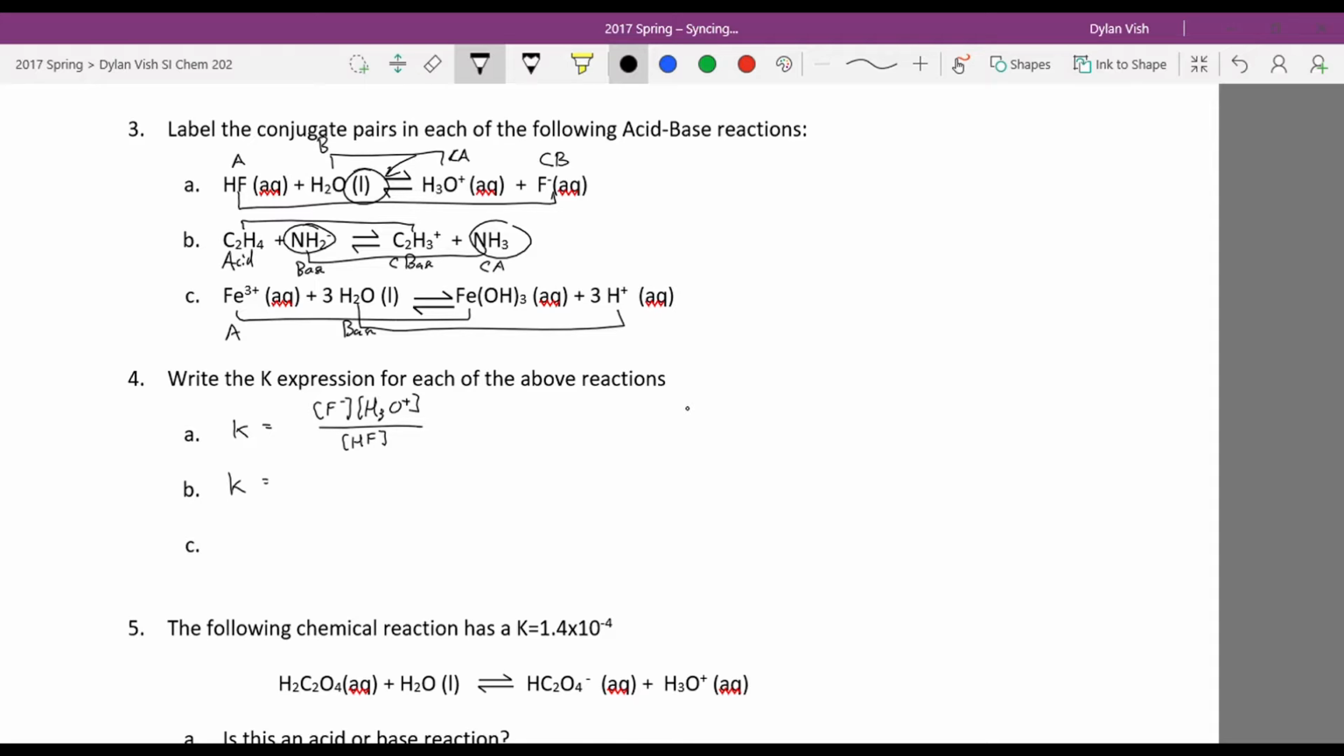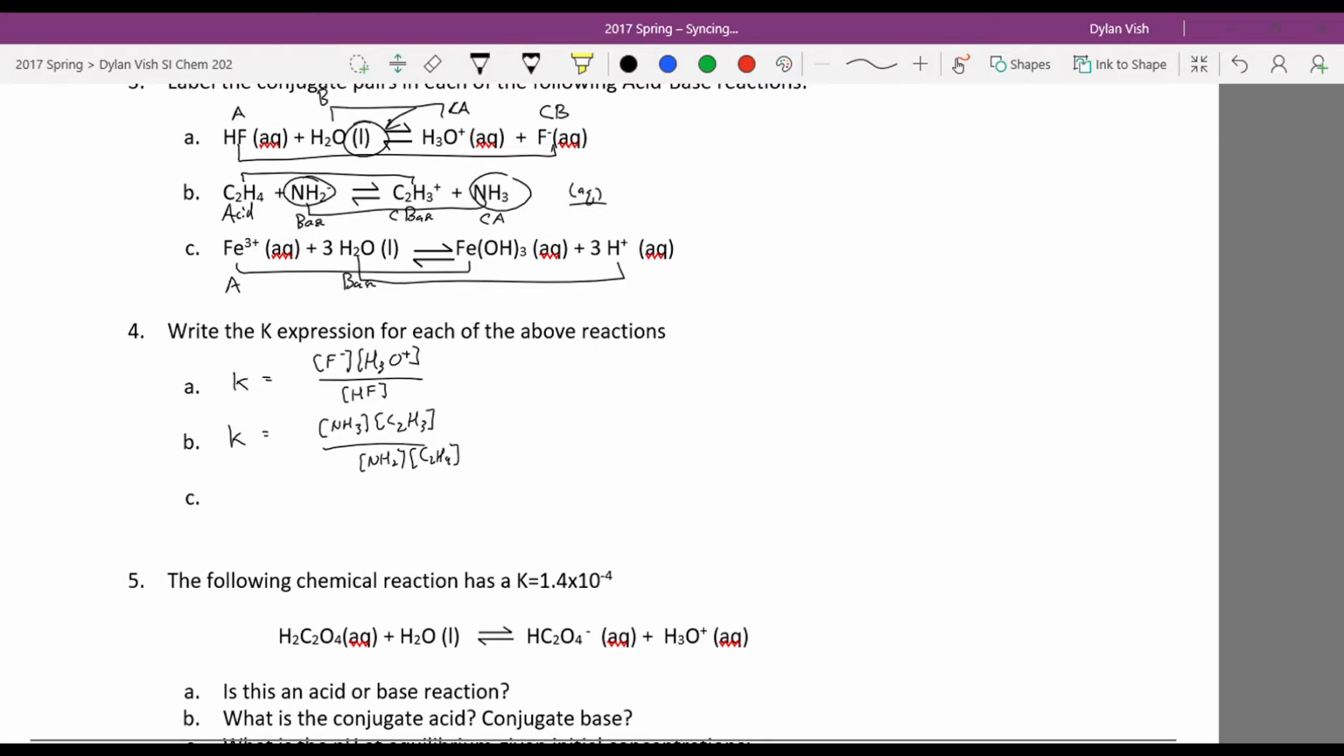The second one, we have again NH3, C2H3 all over NH2 and C2H4. Now I know we didn't have phases. I should have included phases in that one right there. But I'm assuming that they are all aqueous phase elements, or compounds, I mean to say.